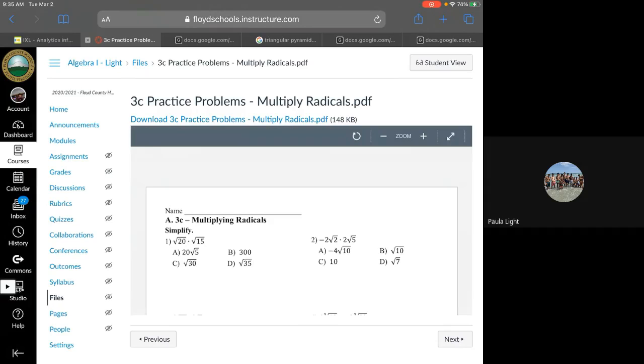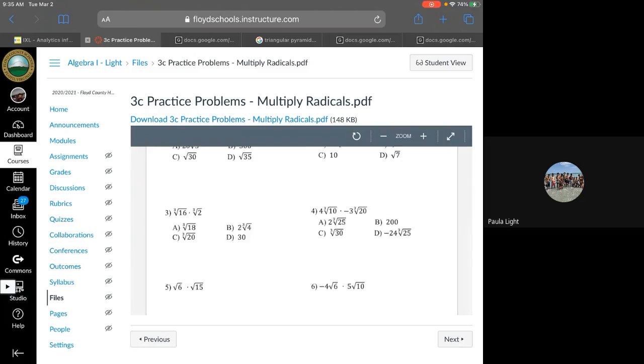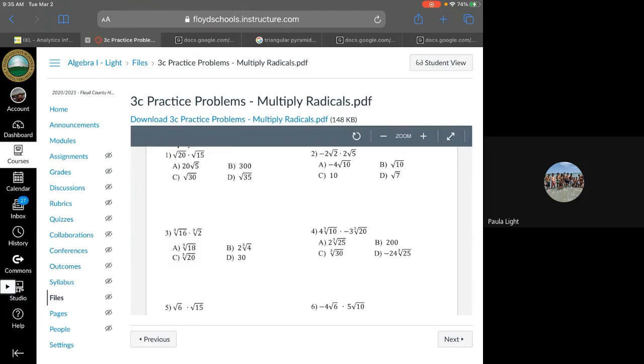All right. Okay. So number one, the square root of 20 times the square root of 15 is A. The answer is A. 20 radical 5. So they had to simplify it. After they multiplied it, they simplified it. Okay, any questions? Number 3, the cubic root of 16 times the cubic root of 2 is B. The cubic root, 2 cubic roots of 4. The answer is B. It is B.